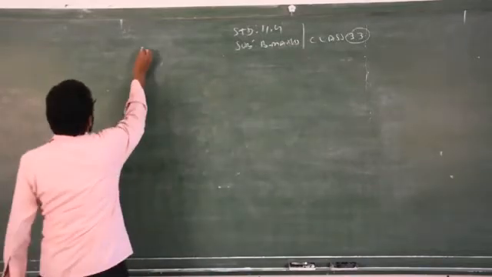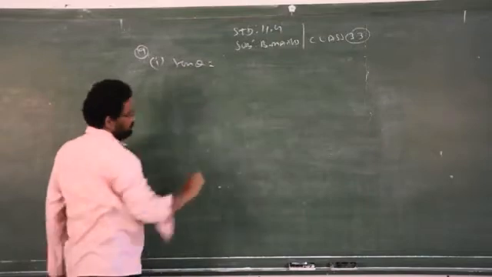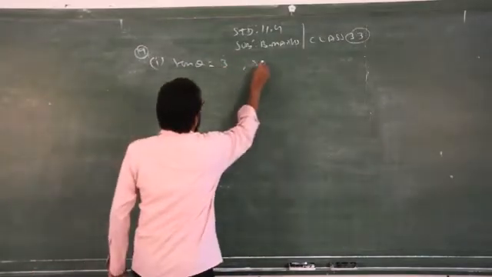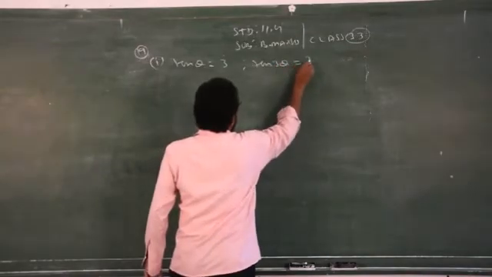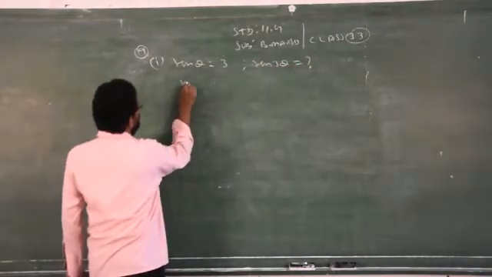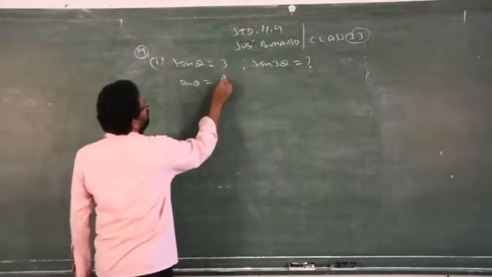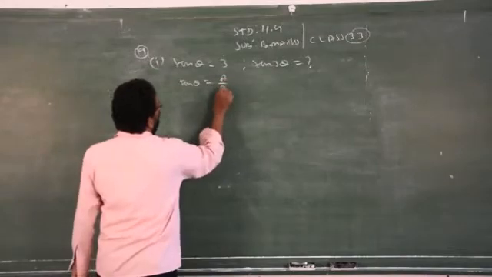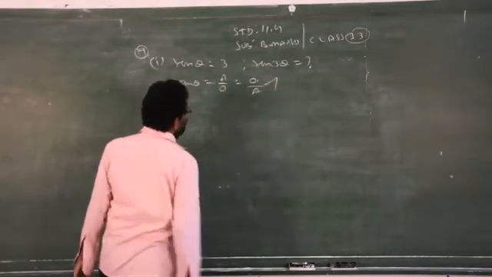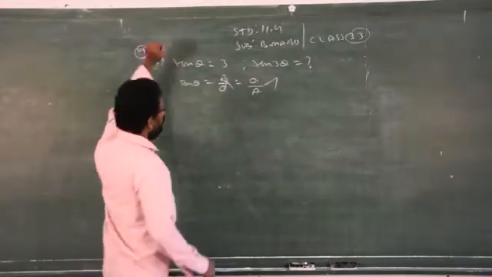9th, subdivision number 1, it is given tan theta is equal to 3, and you are asked to find out the value of tan 3 theta. So what is the formula for tan theta? Adjacent by opposite or opposite by adjacent? Which one is correct? Opposite by adjacent is correct. This is wrong. So tan theta is equal to opposite by adjacent.